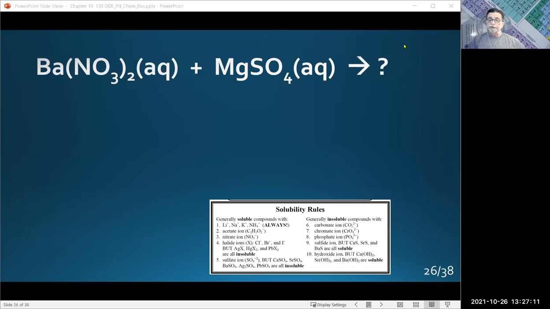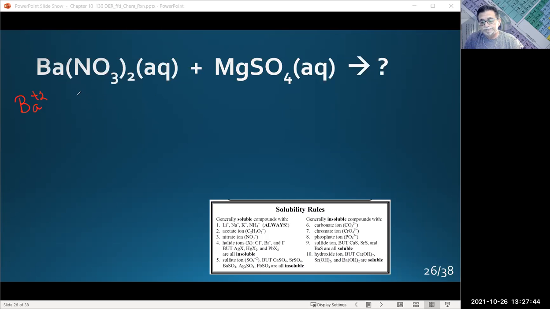Okay, so we have a reaction. We have barium nitrate and magnesium sulfate. So step number 1, first of all, is write everything in ionic form. That way you know that you're putting them together in the correct format. On the left side, we have barium, which we know is a group 2 metal, so it will have a +2 charge.